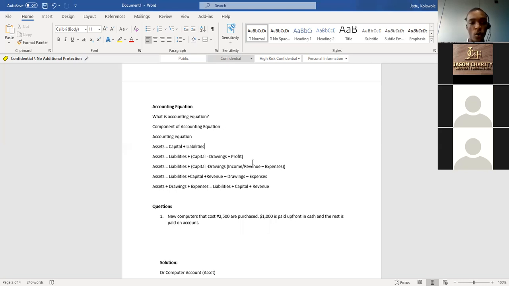But if you know your assets and liabilities and you don't know your capital, then assets minus your liabilities will give you your capital. If you know your capital and assets and you don't know your liabilities, then assets minus your capital will give you your liabilities. So far as you have 2 out of these 3, you can get the answer for the other one. So your accounting equation is assets equals capital plus liabilities.